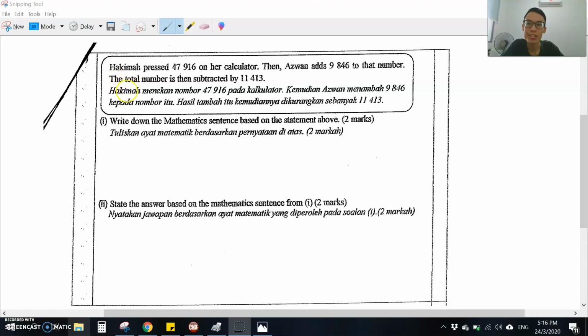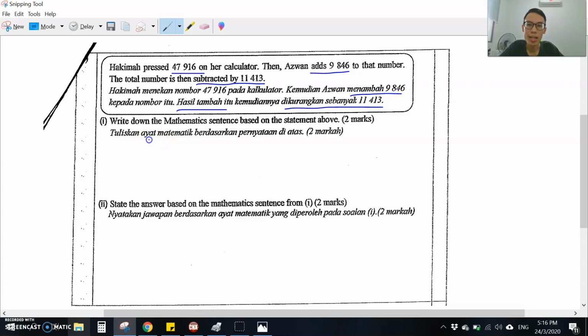Okay, the question reads, Hakima pressed this number on her calculator and then Azwan adds this number to that number. The total number is then subtracted by this number. In Bahasa, it will be 47,000 and then menambah nombor ini. Kemudian hasil tambah itu dikurangkan sebanyak ini. So question 1, write down the mathematics sentence based on the statement above.